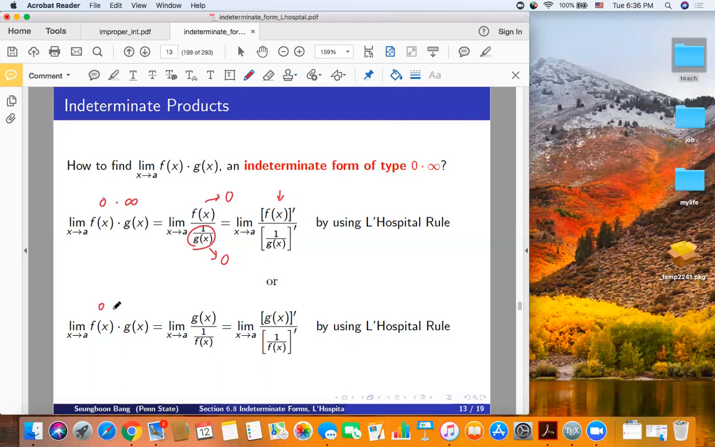The same for 0 times infinity. g of x is going to infinity. What is 1 over f of x? 1 over f of x is going to 1 over 0, and 1 over 0 is going to infinity. Right? So it is infinity over infinity form, and we can use L'Hopital's rule. This is the whole idea: you can change it to the fraction and use L'Hopital's rule.